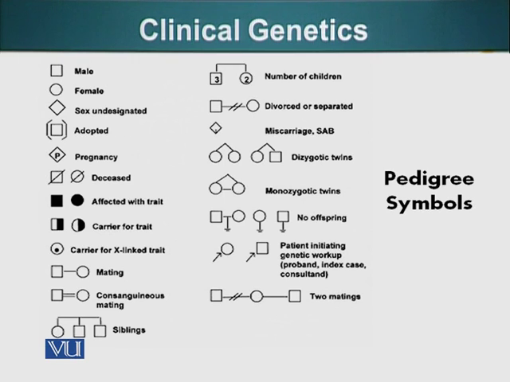Also, I would like to point out, affected with the trait is a solidly, completely filled square or circle. Carrier of the trait, which will be the heterozygous condition, is a half-filled circle or half-colored box. Carrier for an X-linked trait is a circle with a dot in it. We cannot have carriers with boxes because, for X-linked traits, only females can be carriers. So let's look at this information.